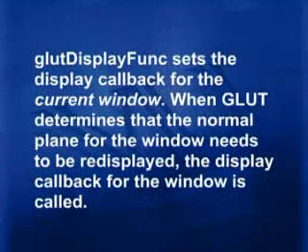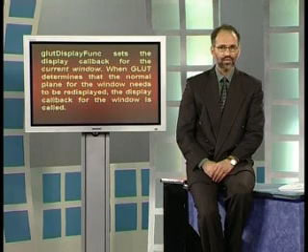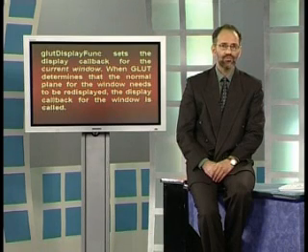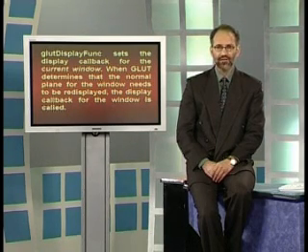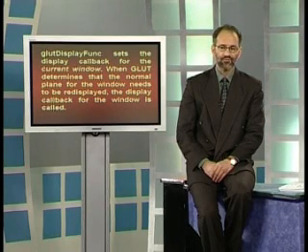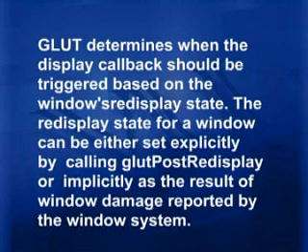glutDisplayFunc sets the display callback for the current window. When glut determines that the normal plane for the window needs to be redisplayed, the display callback for the window is called. This is up to the GL Utilities Toolkit to decide and determine that when the normal plane of the window needs to be redisplayed, this function would be called. And then when glut decides so, this would be called implicitly. But having associated our function with it, having set the callback function for it, that function would be used. Glut determines when the display callback should be triggered based on the window's redisplay state.